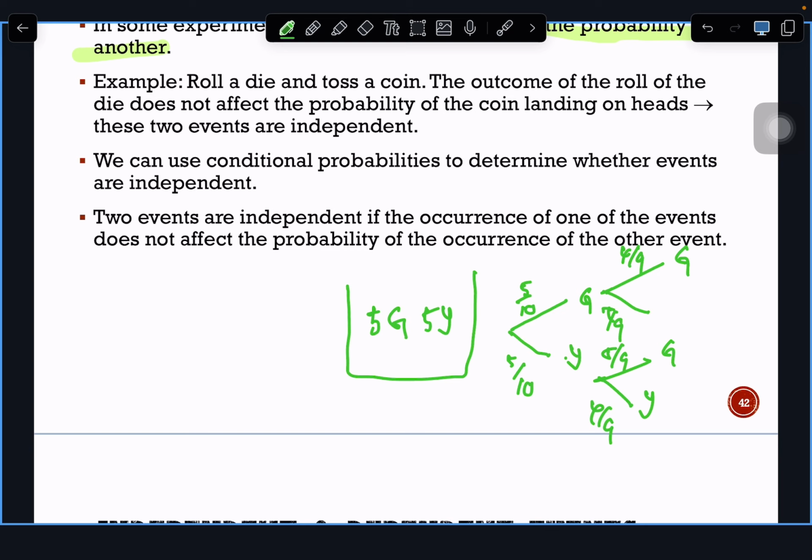Unless this experiment can be independent, if we take out the green, but we put it back. So if we put it back, that one is independent. It doesn't matter what we had. So it depends on the experiment.